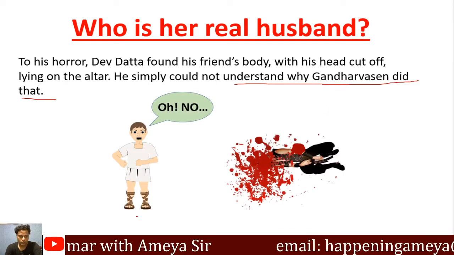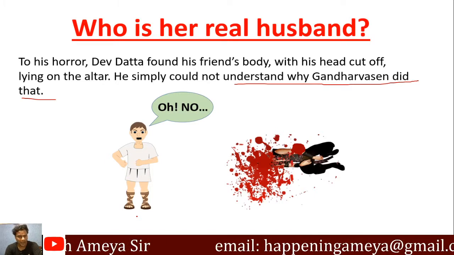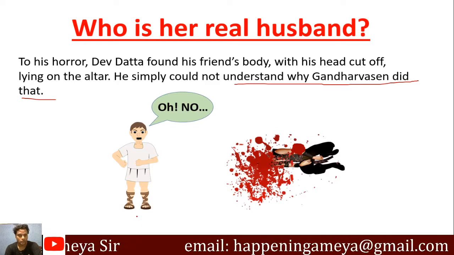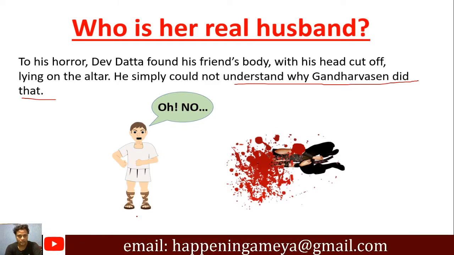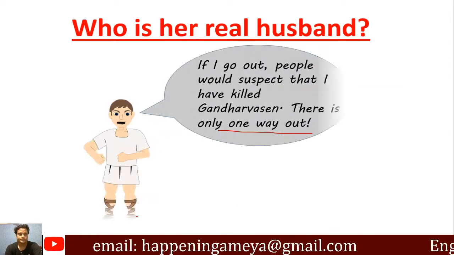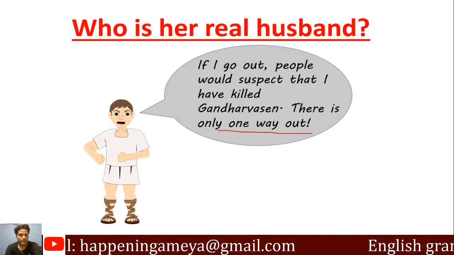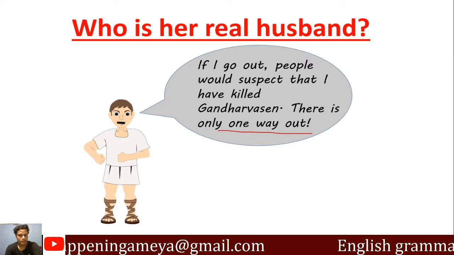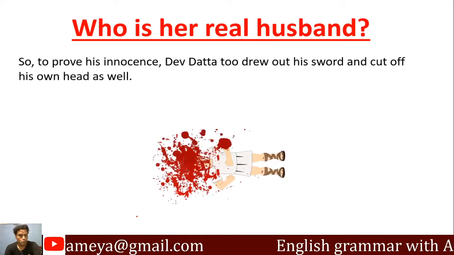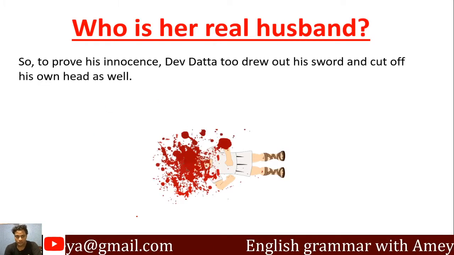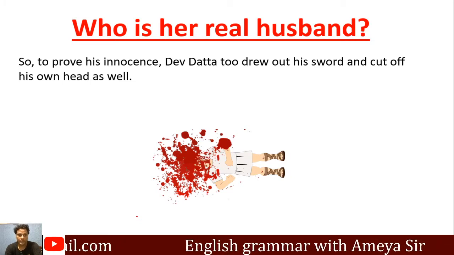To his horror, Devdatta found his friend's body with his head cut off lying on the altar. He simply could not understand why Gandharvasen did that. Oh no! If I go out, people would suspect that I have killed Gandharvasen. There is only one way out. So, to prove his innocence, Devdatta too drew out his sword and cut off his own head as well.